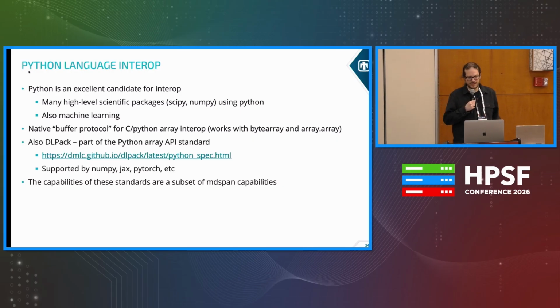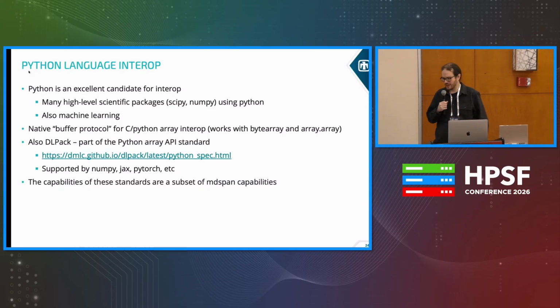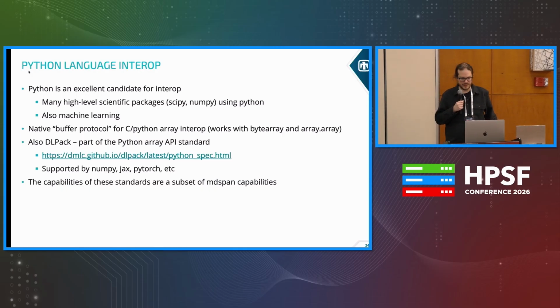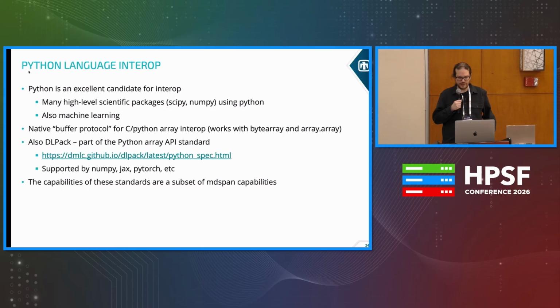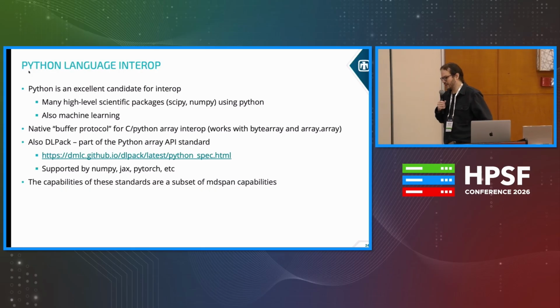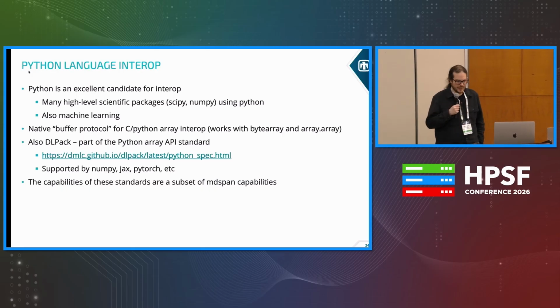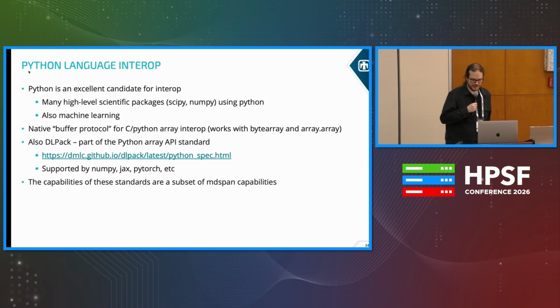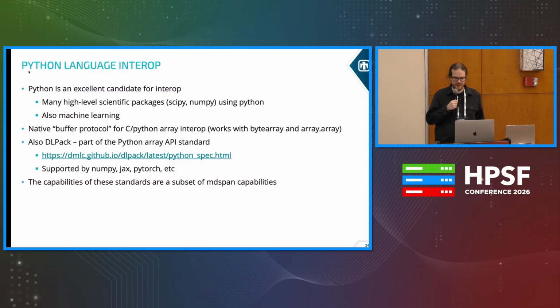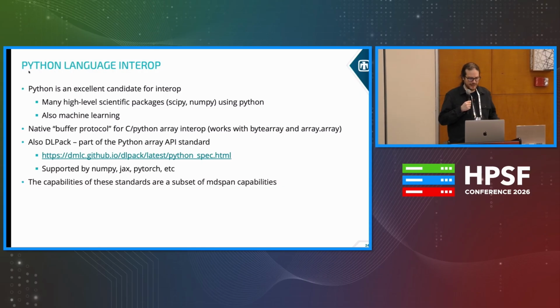The simplest one is the native buffer protocol. This is just built-in CPython array interop. Think of it essentially as a pointer and a size. So not nearly as complex as the mdspan stuff that we've been talking about. And it works with things like bytearray and array.array.